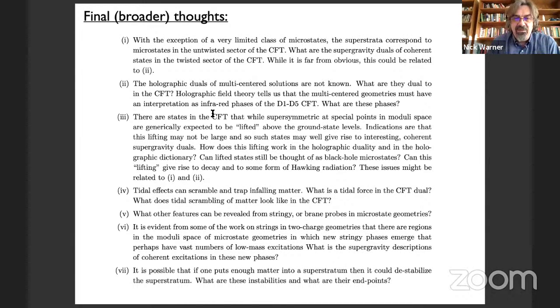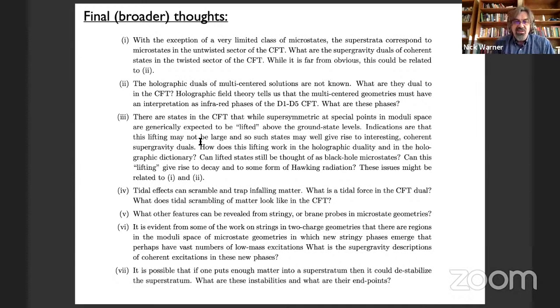In the middle, if you have a multi-center solution of this, when you go to the infrared, you find a multi-center solution that is smooth, it's got fluxes, it's got stuff. Holography tells you that this must be an infrared phase of the original UV D1, D5 CFT, and that the fluxes should be order parameters of that phase. So there has to be an interpretation of multi-center solutions as some kind of phase of the D1, D5 CFT. What is the phase? It's tempting to suggest, and we've got heuristic arguments to suggest, that maybe it's some condensate of these twisted sector states, but it's really an open problem.